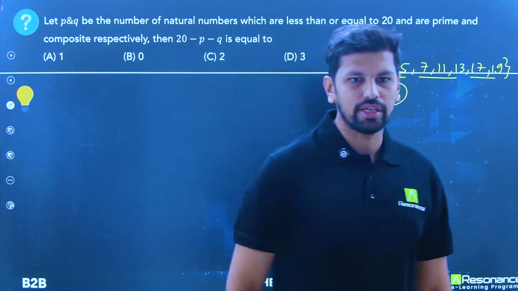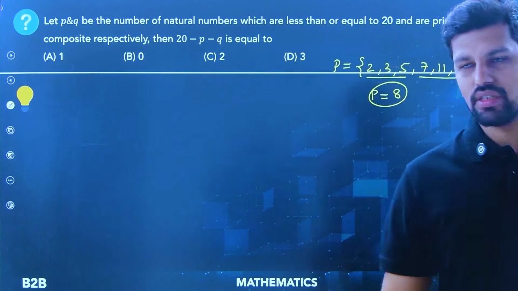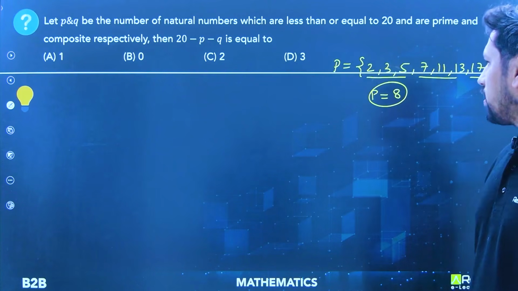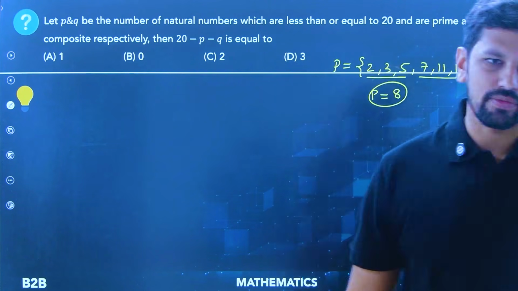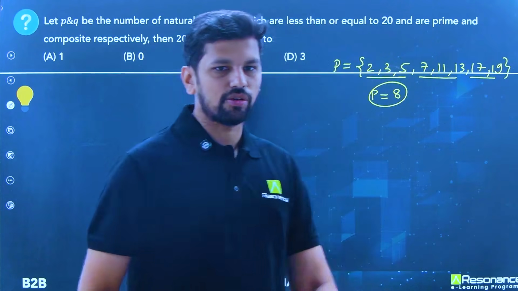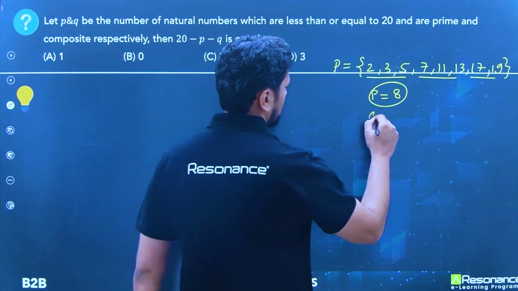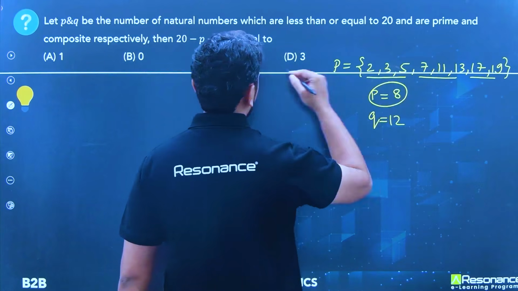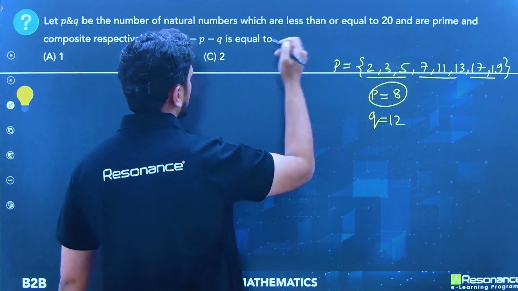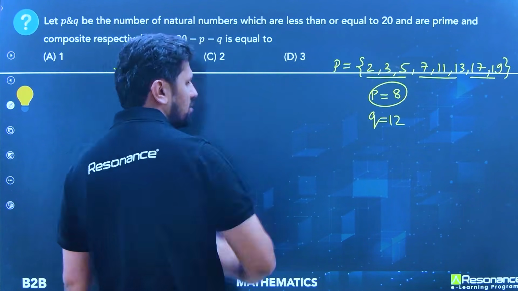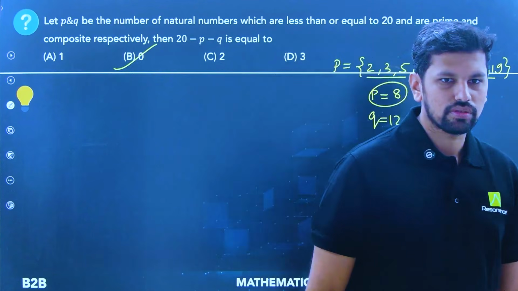So what will be the Q value? Q value will be equal to 12. Very good. So 8 plus 12 is equal to 20. 20 minus 20 will be equal to 0.